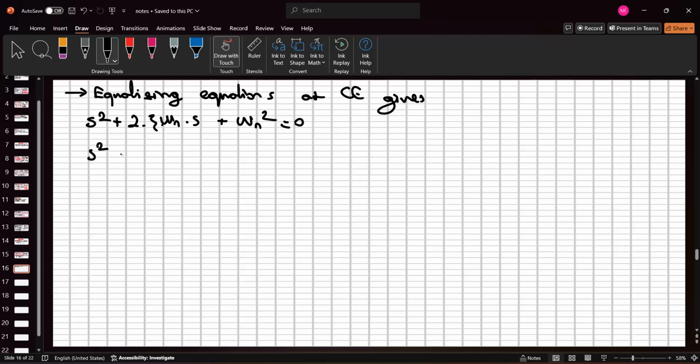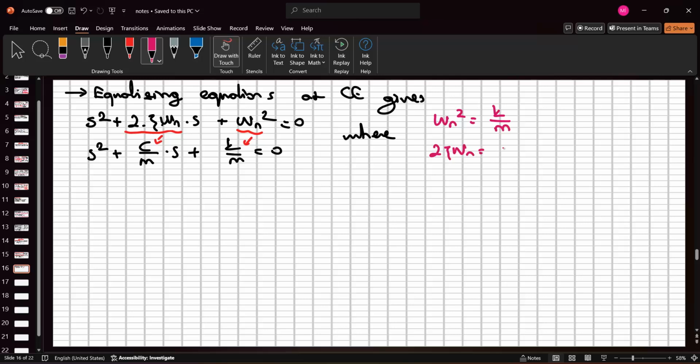And also we have s square plus C divided by m s plus K divided by m is equal to 0, right? This is the first equation, the mass spring damper equation, with the division by m. And so these values equal this one, these values equal this one, okay? And we can write these values just like this: omega n square is equal to K divided by m, and 2 zeta omega n is equal to C divided by m, okay?